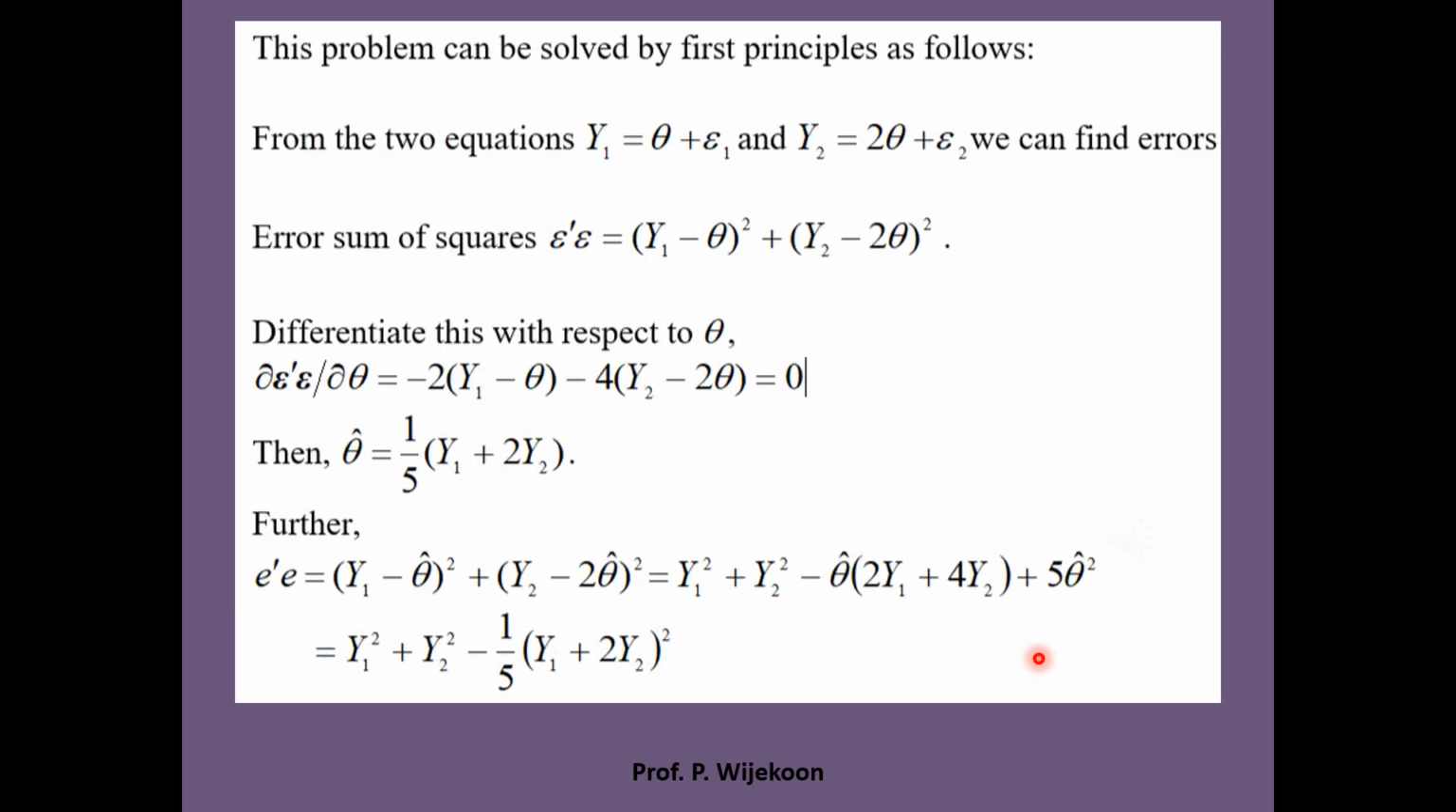We can find the answer for the previous example also by using first principles. From the two regression equations, we can get the error terms. Then we minimize error sum of squares with respect to theta, and then we can find the least squares estimate. By substituting theta hat into this equation, we can easily obtain the residual sum of squares.